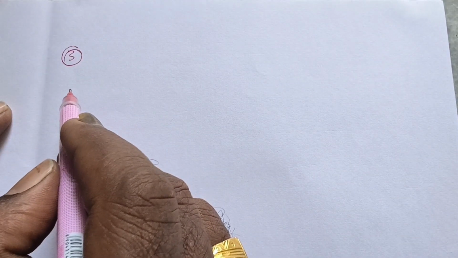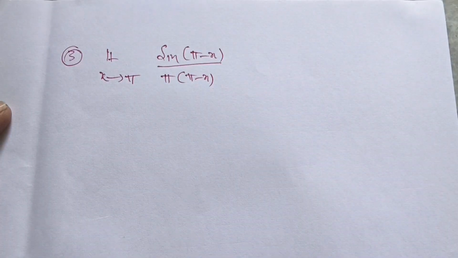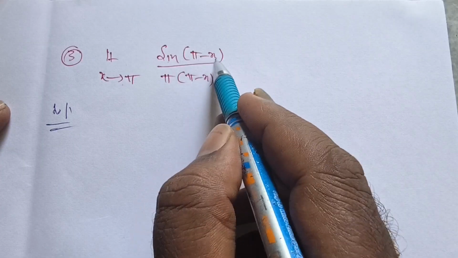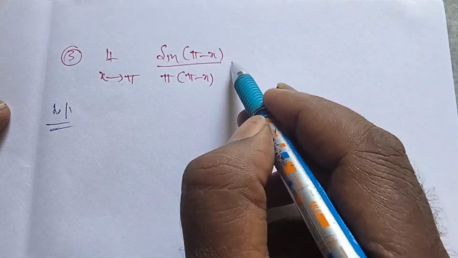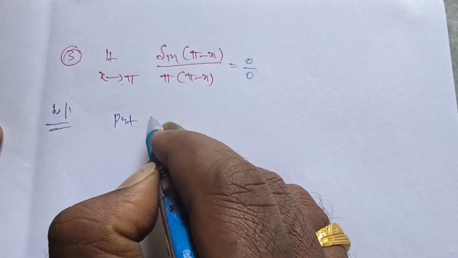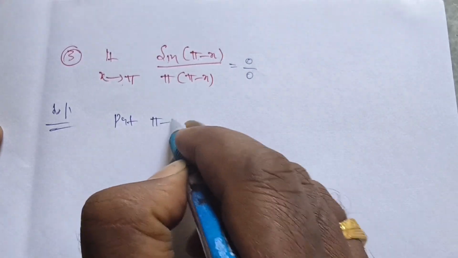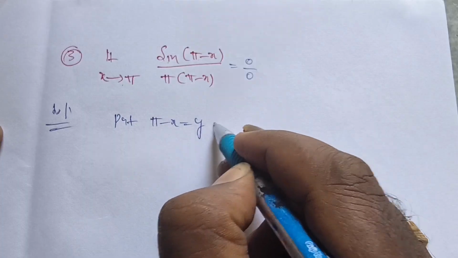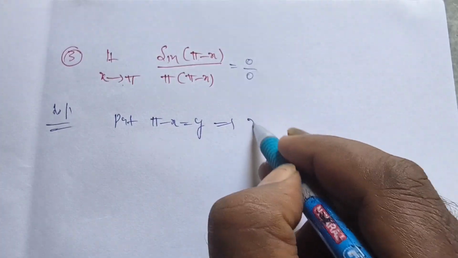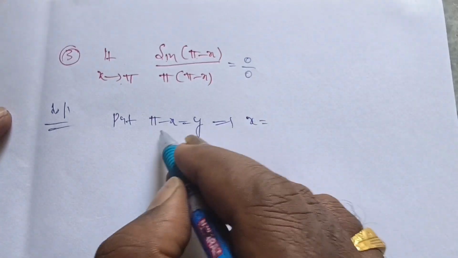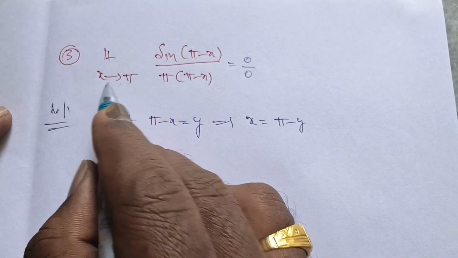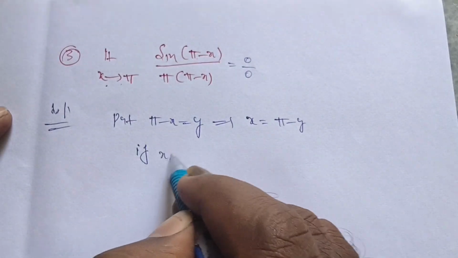The third problem is limit x tends to pi, sin of pi minus x by pi into pi minus x. If we put x equal to pi in the given problem, clearly it is of the form 0 by 0. To solve this problem we can use the substitution method. Here the substitution is to take pi minus x as y. From that we have x value is pi minus y.